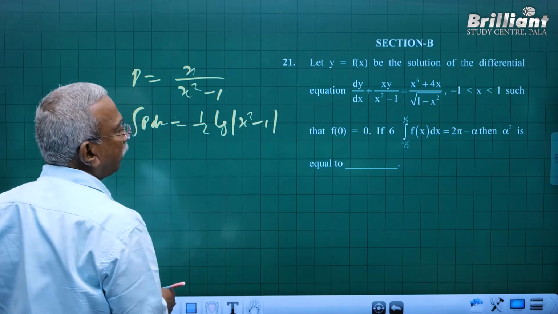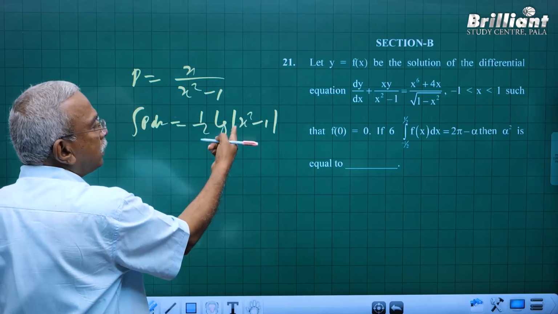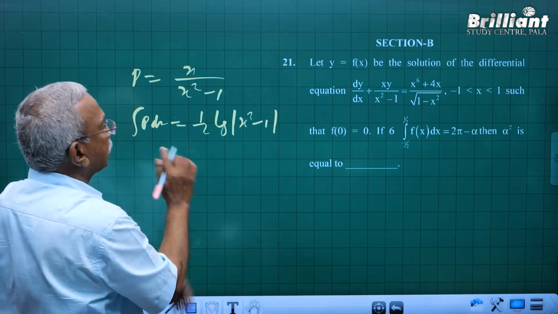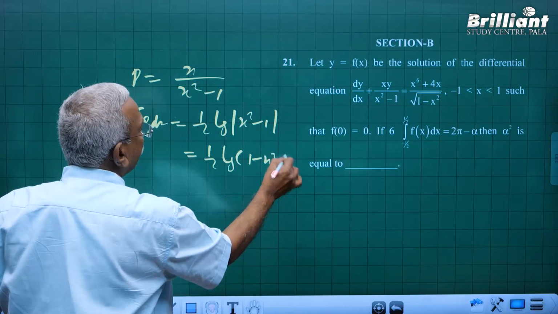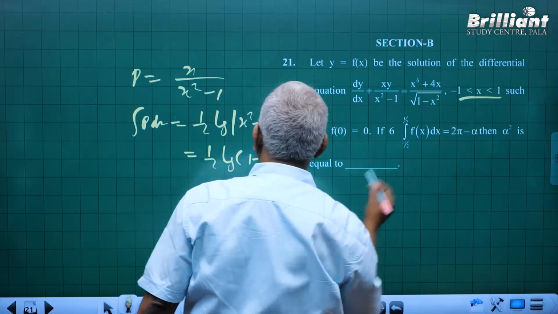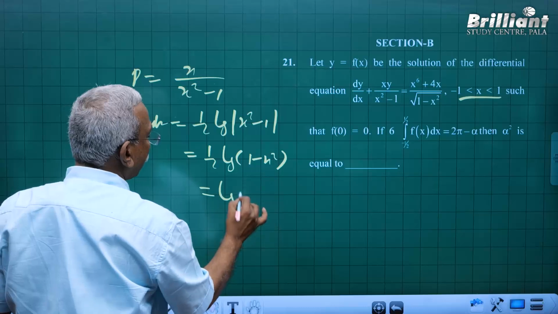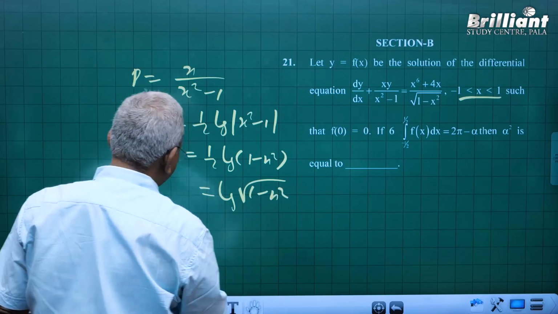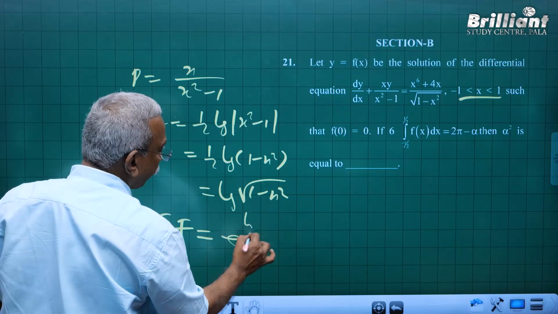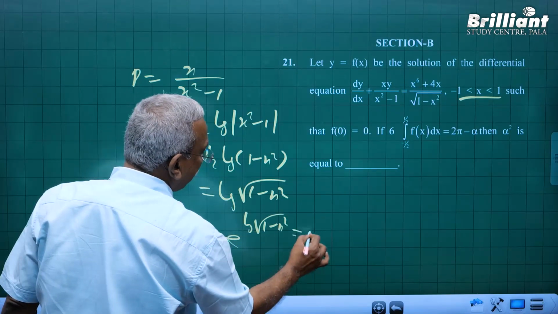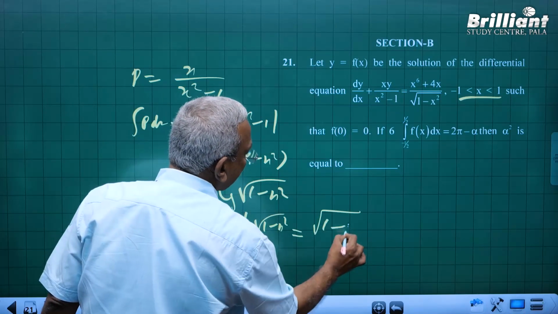This we can identify. You know, mod means what? This is never negative. So, it should be reversed to the form 1 by 2 into log of 1 minus x square, because x lies between 1 and minus 1. So, this is equal to log of root 1 minus x square. So, what is IF? IF is equal to e raised to log of root 1 minus x square, which is simply root 1 minus x square.